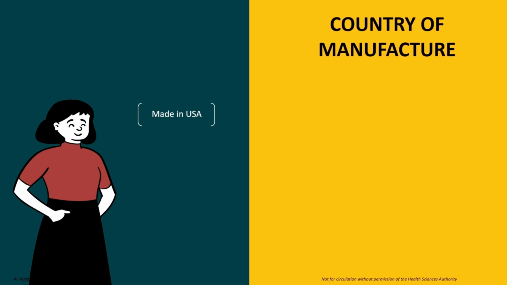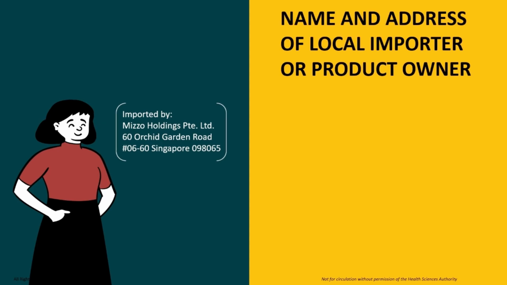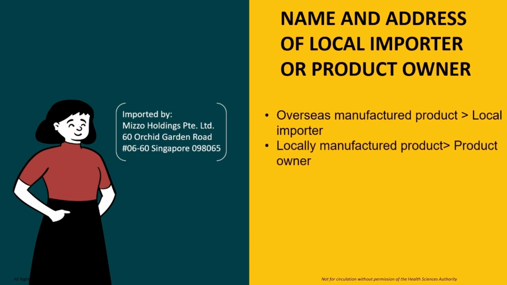The label should minimally include the country where the product is manufactured. Miso joint venture was manufactured in USA. If the product is imported from overseas, then the name and address of the local importer need to be included on the label. If the product is manufactured locally in Singapore, then the name and address of the product owner should be included.